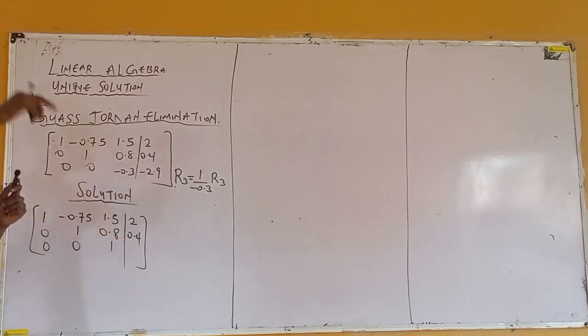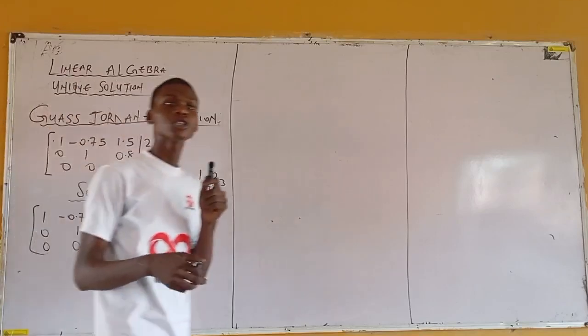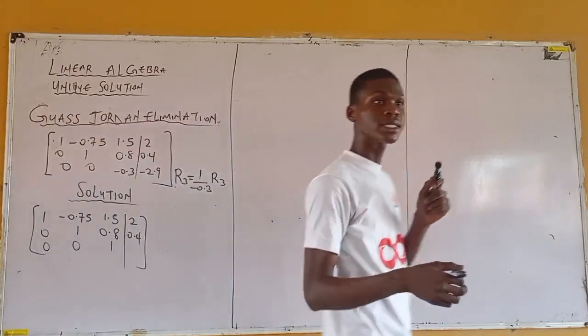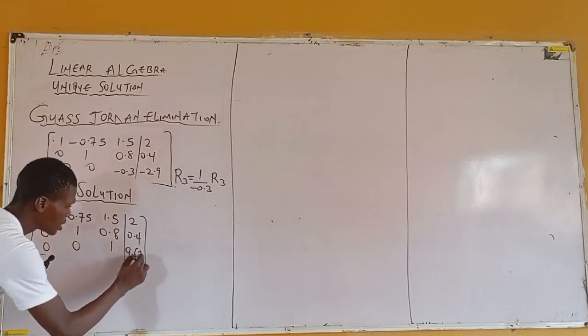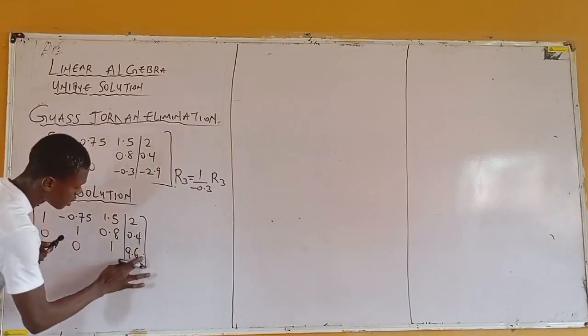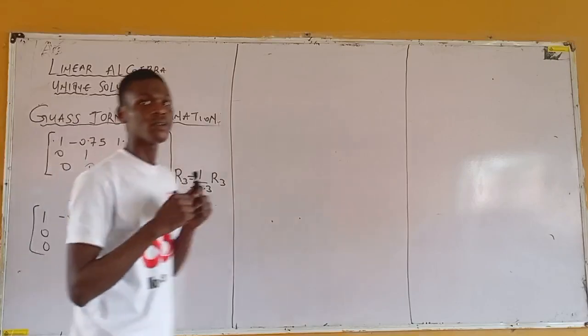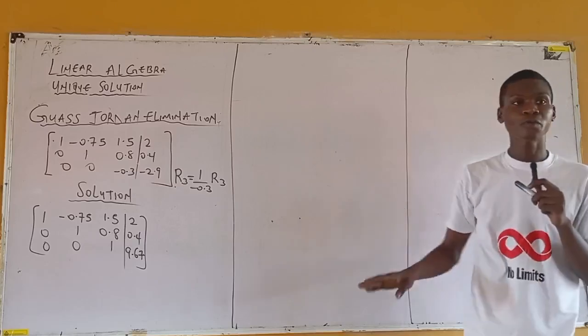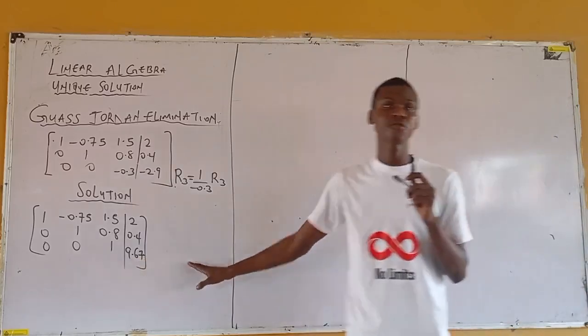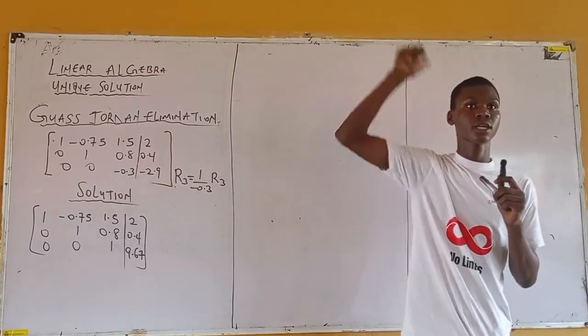And this value will give you what we got for I3, and that's 9.67. Now you see that from our first step, we've gotten I3 to be 9.67, which was the value that we got earlier on.